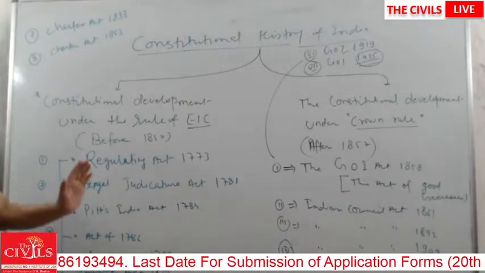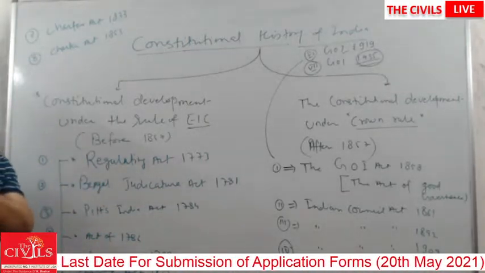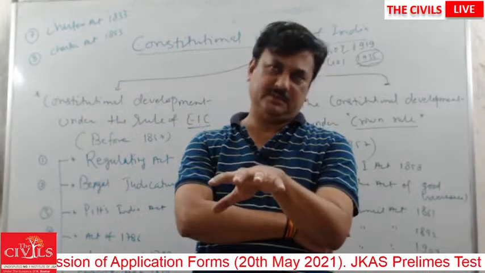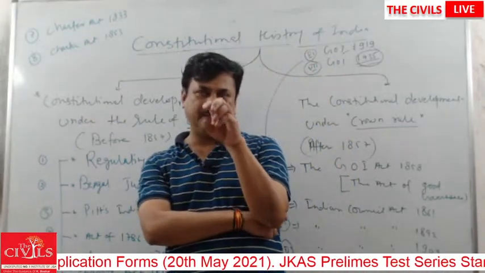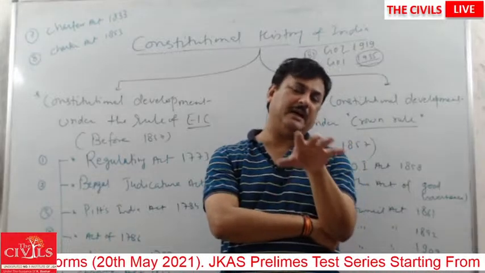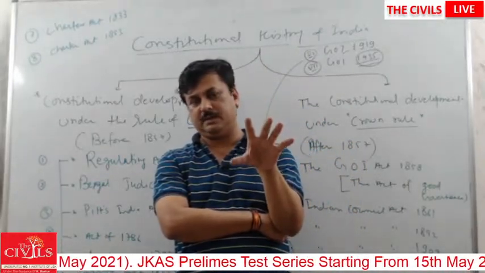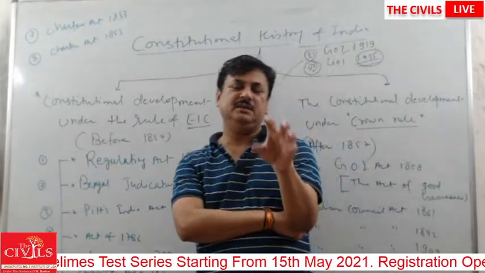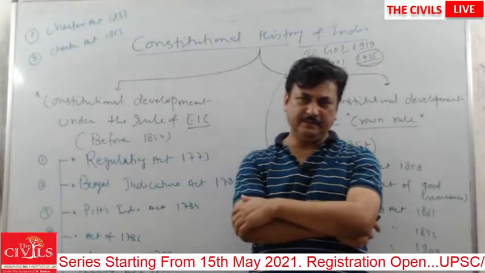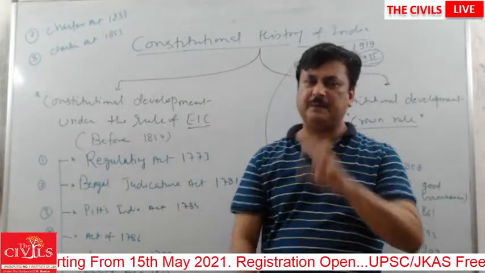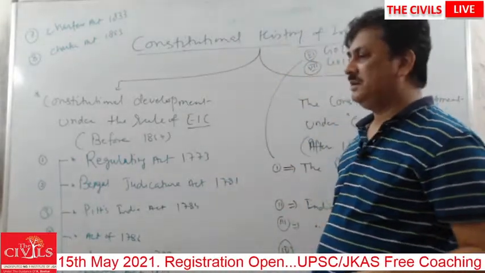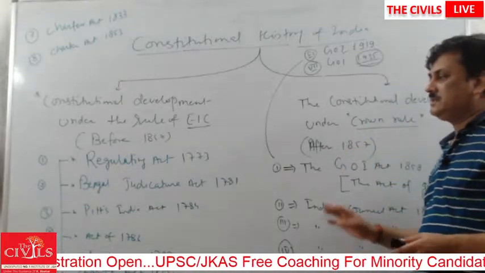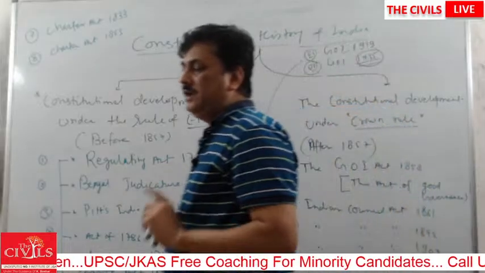The British Parliament passed these acts to regulate the administration, because we all know we were under the British rule. So the British Parliament passed many laws to regulate the civil administration, military administration and commercial administration, and for that purpose they passed many acts. I hope it is clear to all of you. Now I am going to discuss each and every act one by one, which is very important.